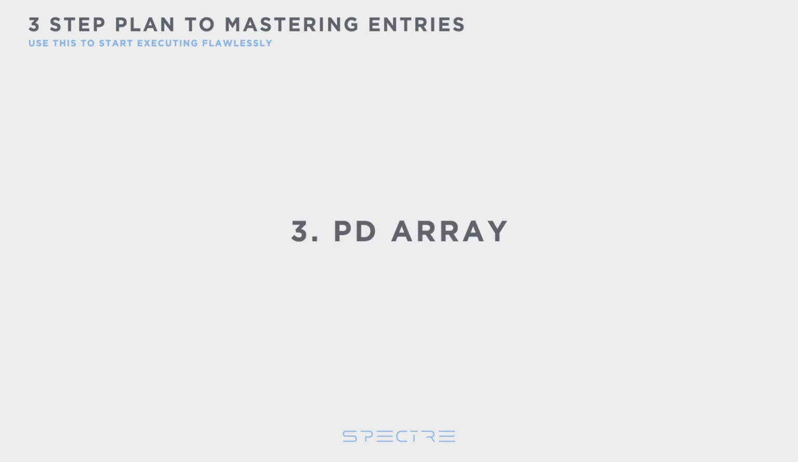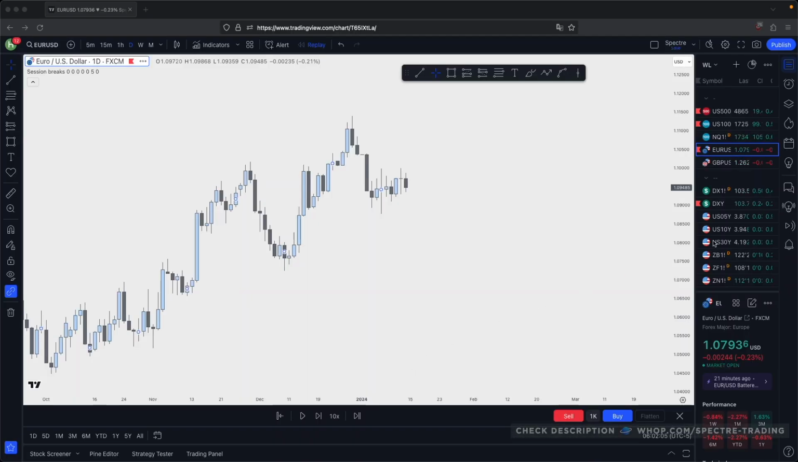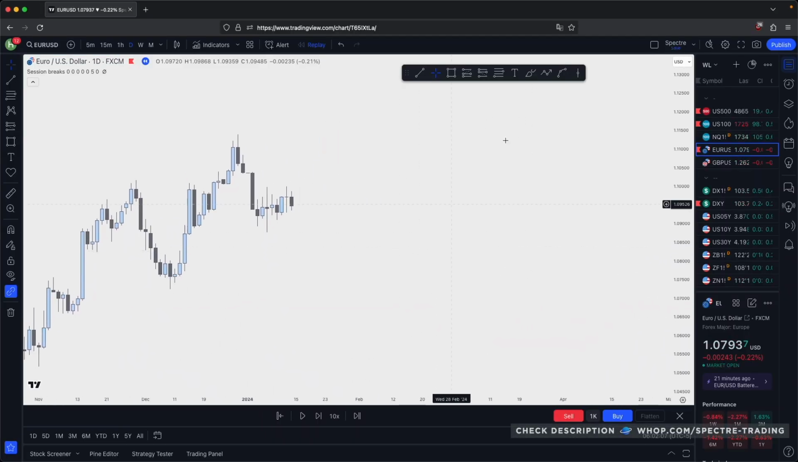And lastly, you want to look for any PD array of your choice to enter off of. Looking at the same example, we have this imbalance that we could short off. Alright, now we will be looking at real chart examples. So if you remember your 3-step entry, let's note it down.